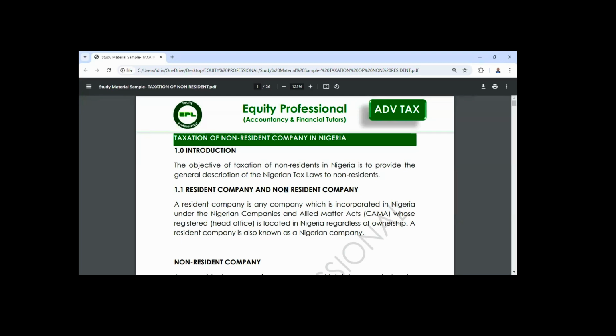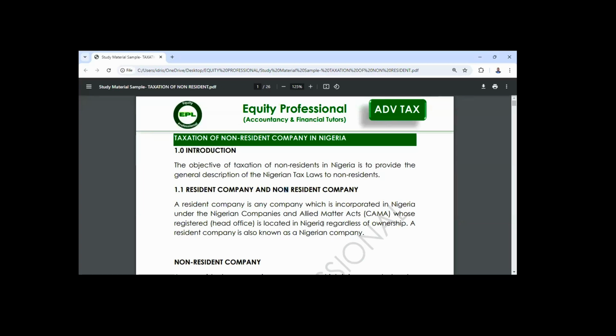So, the objective of taxation of non-residents in Nigeria is to provide a general description of the Nigeria tax law as regards non-residents. The non-resident we are referring to are non-resident companies.